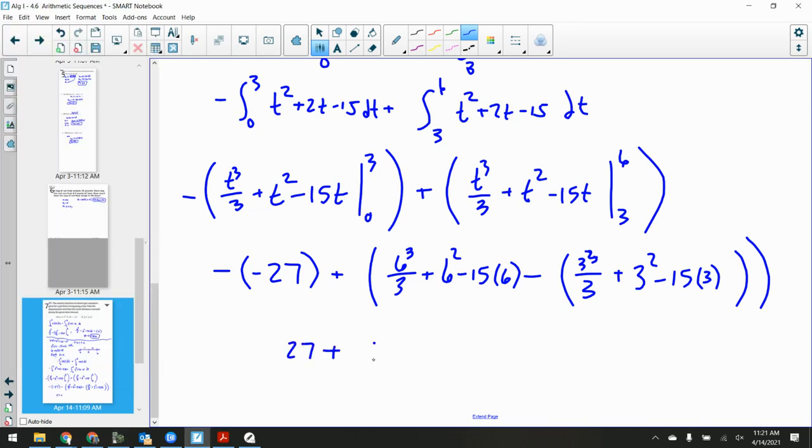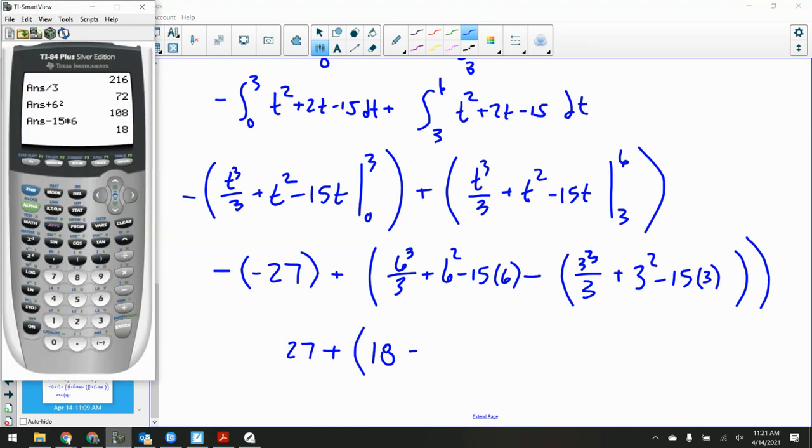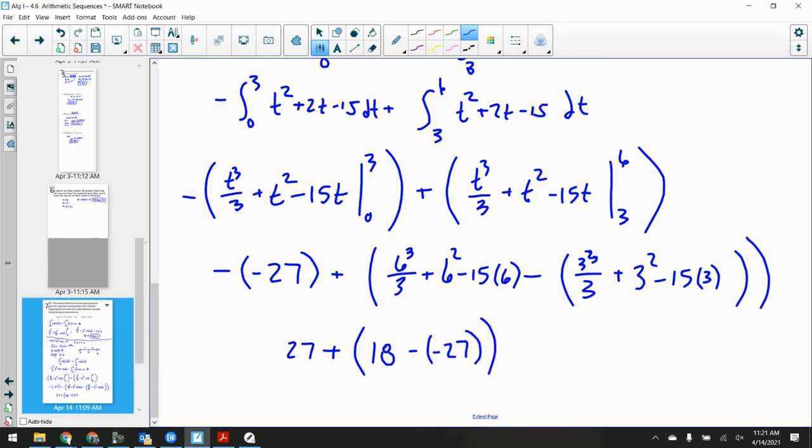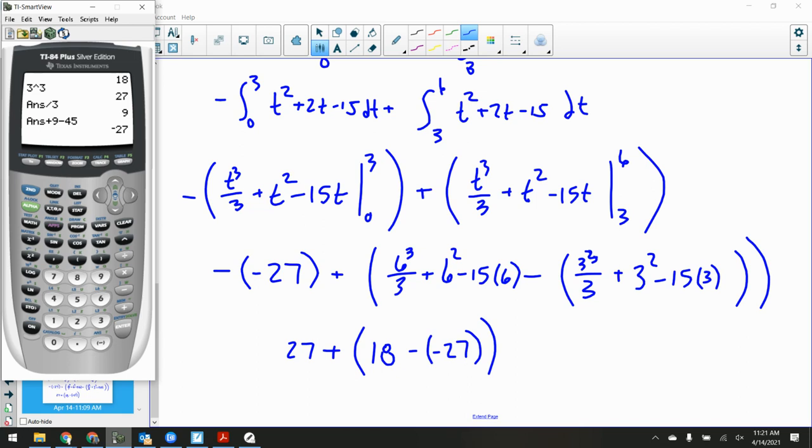So positive 27 plus 18 minus, and now we've got, this is the new number, 3 to the third divided by 3 plus 9 minus 45, right? 3 times 15. Negative 27. I guess because that's true. It is 3 and it's on the opposite side, so it should be the same because it's a quadratic. So minus a negative 27. So my net distance traveled is 27 plus 18 plus 27. 72 meters altogether.